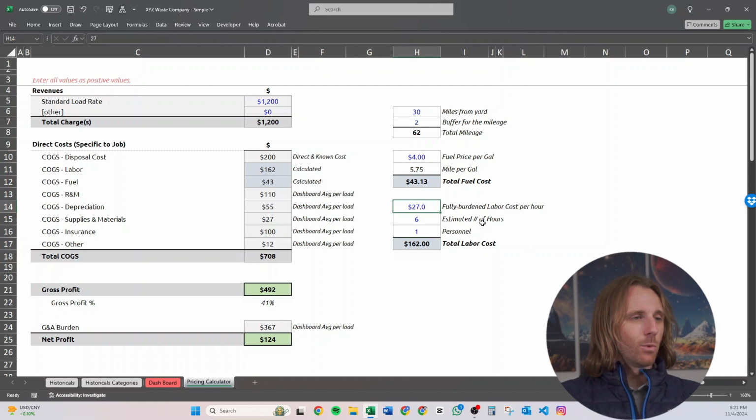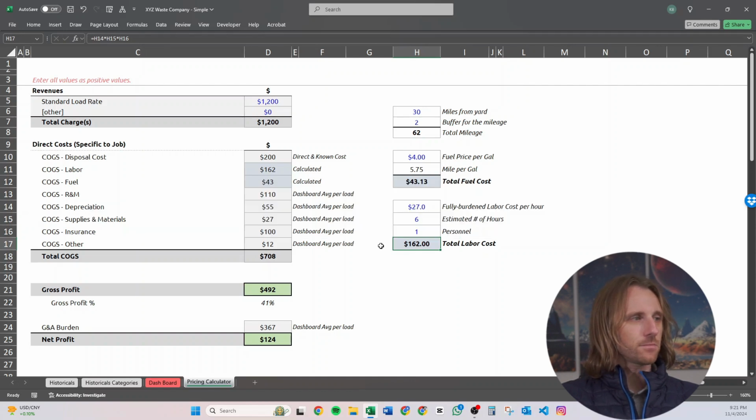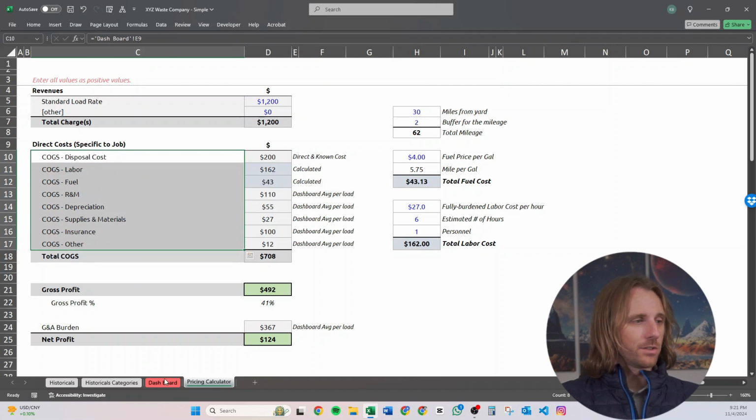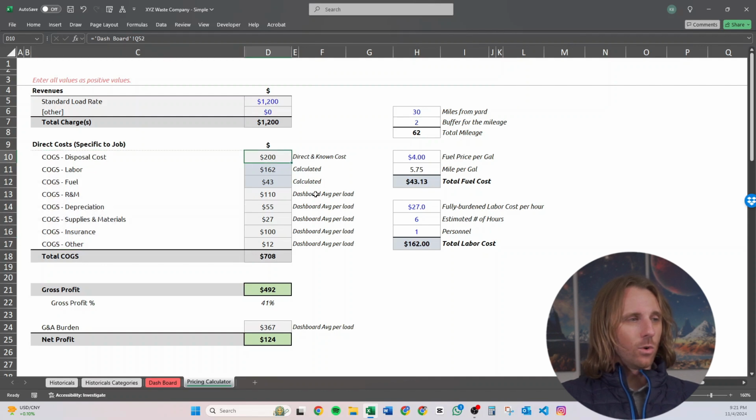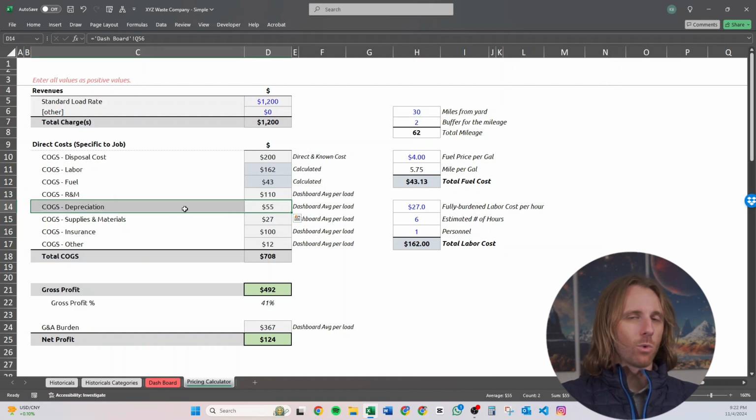And then for labor, you want to use a fully burdened labor cost here times the estimated number of hours times the number of personnel to get to a rough estimate of total labor for this job. I've lined up my cost of goods sold categories to align with our dashboard. And you'll see here, we know we have a direct known cost of $200 per load at the landfill. We calculated these estimates for fuel and labor. And then this is where that dashboard really comes into play: R&M, repair and maintenance, and depreciation. You could use mileage for depreciation if you wanted to. I didn't do that here.